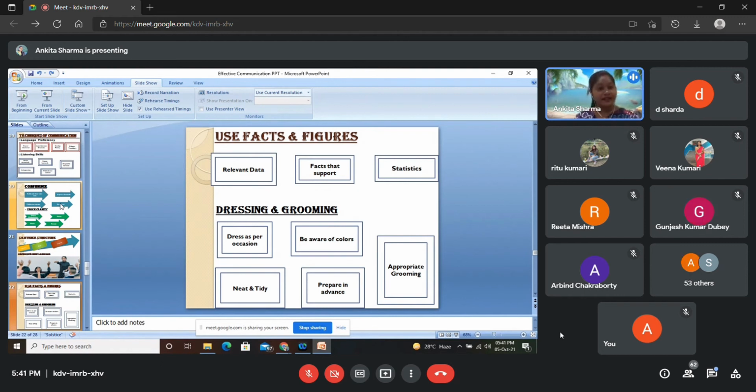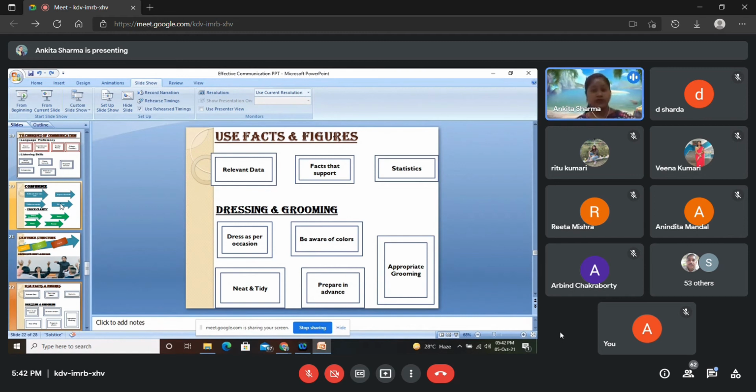Now the next, underrated but very important, is dressing and grooming. I think a lot of times we Kashidis, all the Kashidi teachers, have had these dressing and grooming sessions where we understand that dressing and grooming is a part of communication, right? I think all of you would agree with me. Dressing and grooming matters. You don't have to be very pretty, but the dressing matters. You can't just wear a very flashy sari and go to the school. You can't do that. You have to dress as per your occasion. You can't be dull in the party. So you have to dress according to the occasion.